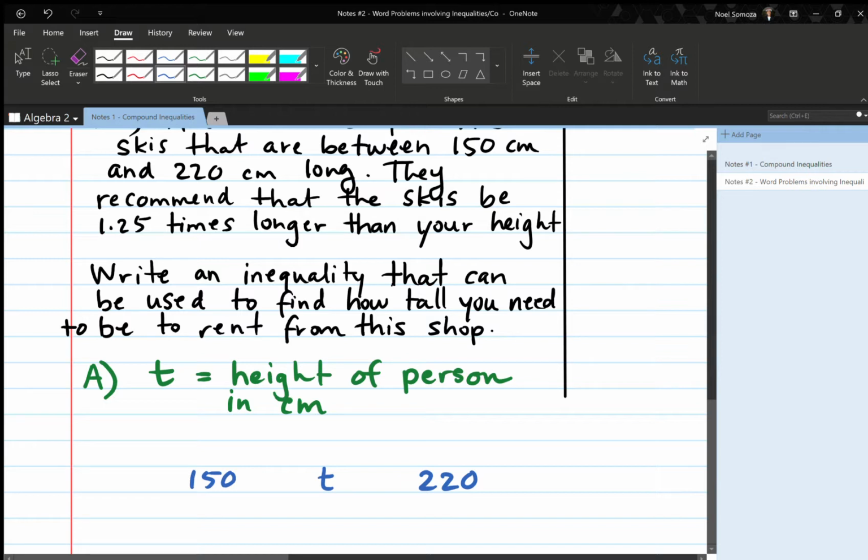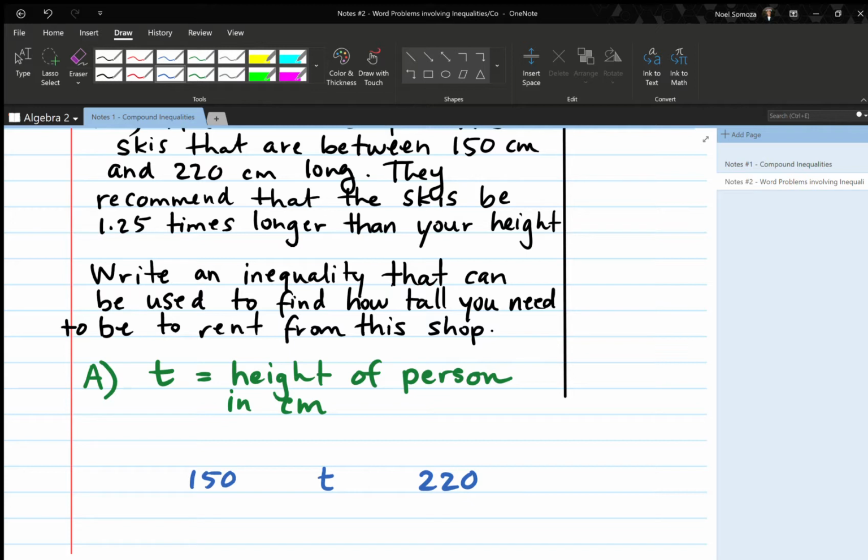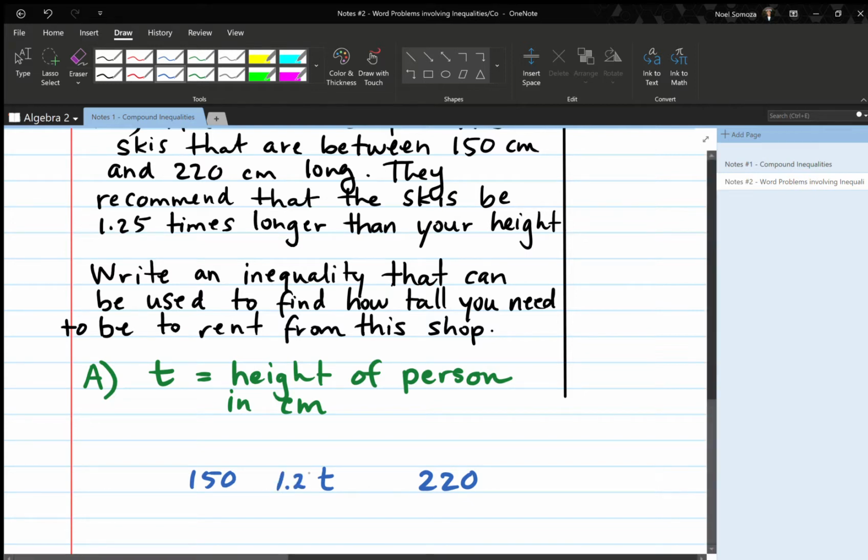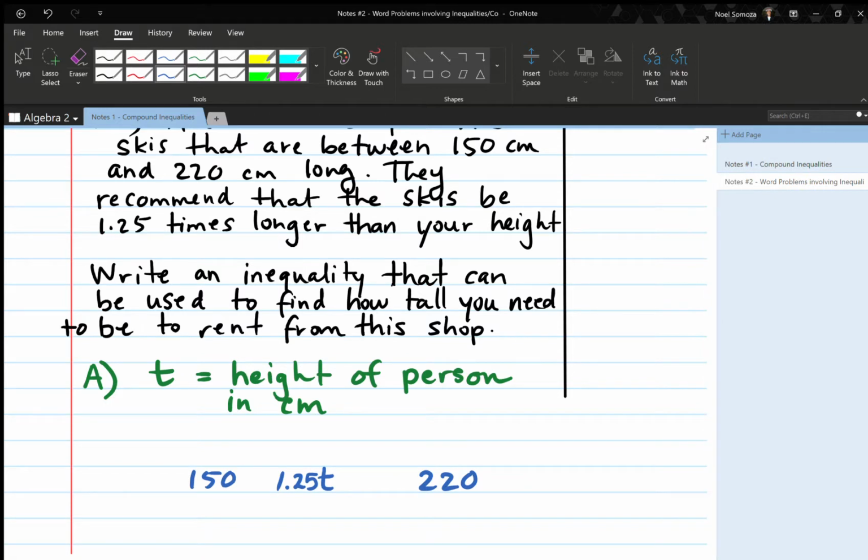What other piece of information about your height? Exactly, right? So the skis, which is these measurements, need to be 1.25 times longer than your height. So what do I need to include here next to t? 1.25. Yeah, I need to multiply 1.25 times t. So this will give me a better indicator, right? So 1.25 times my height has to be between 220 and 150. And then if I solve for t, that'll tell me my height.